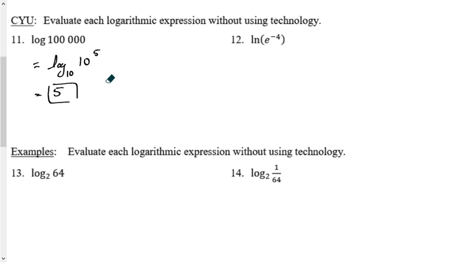There's number 11. Remember here that ln is a log base e. So we already have the same base here and the same base there. So this logarithm just tells me the exponent, which is a 4.